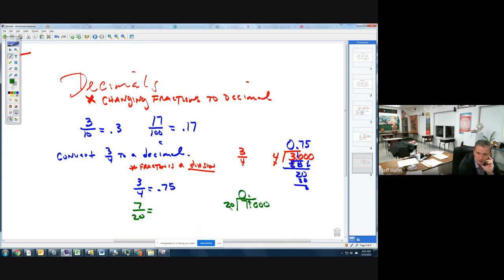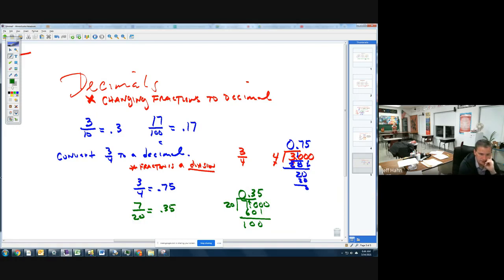20 does not go into 7. 20 goes into 70 3 times, which is 60. And then 20 goes into 100 5 times. So my decimal equivalent of 7/20 is 0.35, however you want that to work.